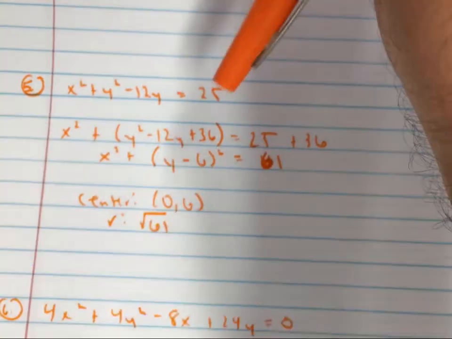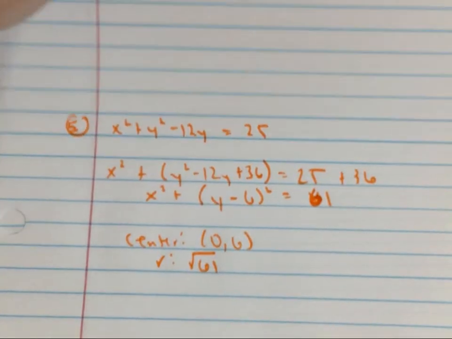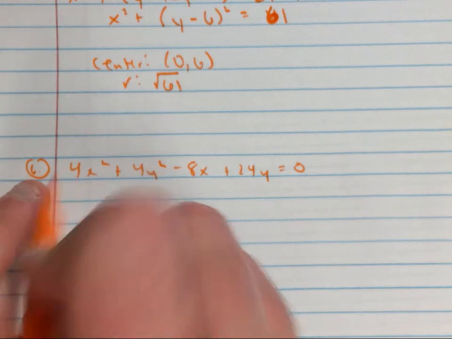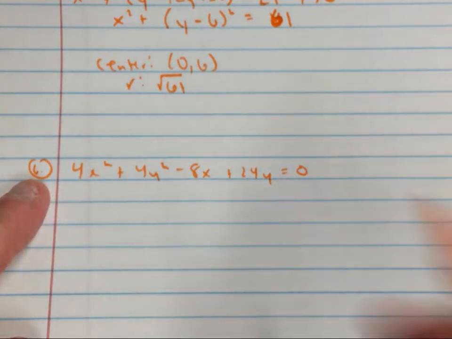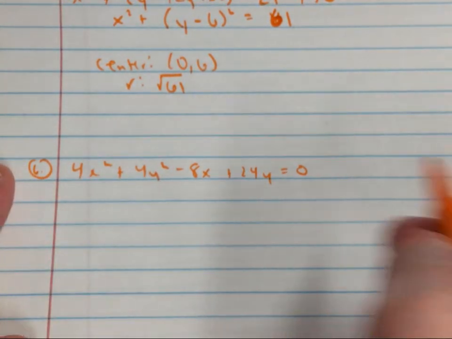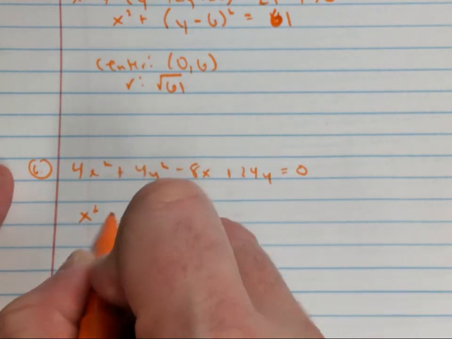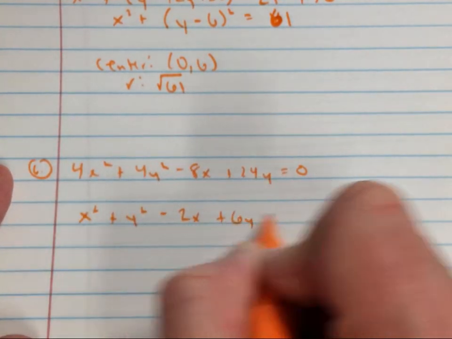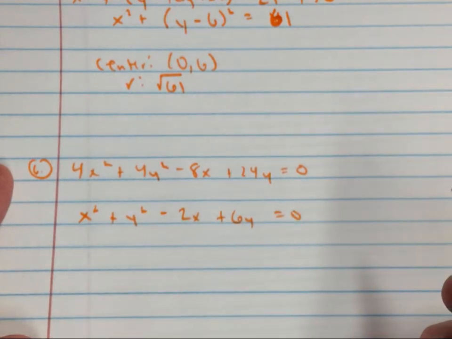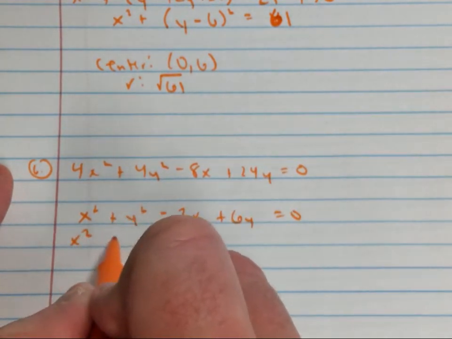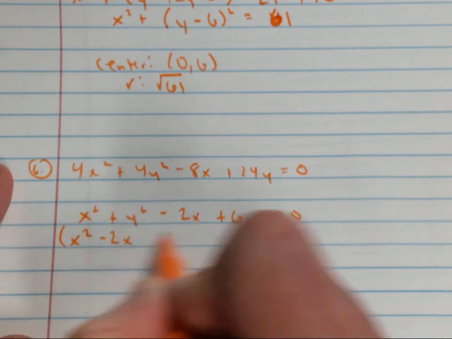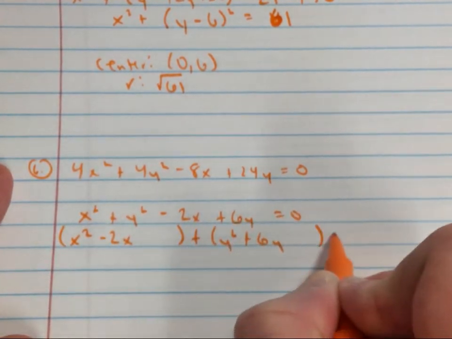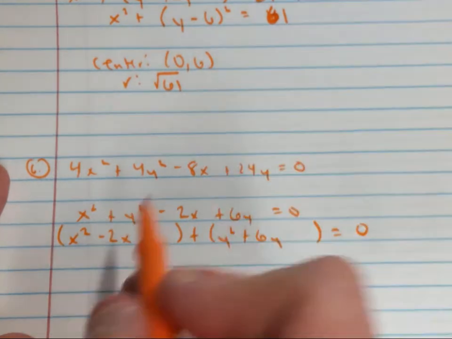On number 6, we got to get our stuff together. But in completing the square, you want what in front of x squared and y squared? 1. You want 1. So what number can I divide out of all of those? 4. So I'm left with x squared plus y squared minus 2x plus 6y equals 0. Now I'm going to get my x's together. X squared minus 2x plus y squared plus 6y equals 0.